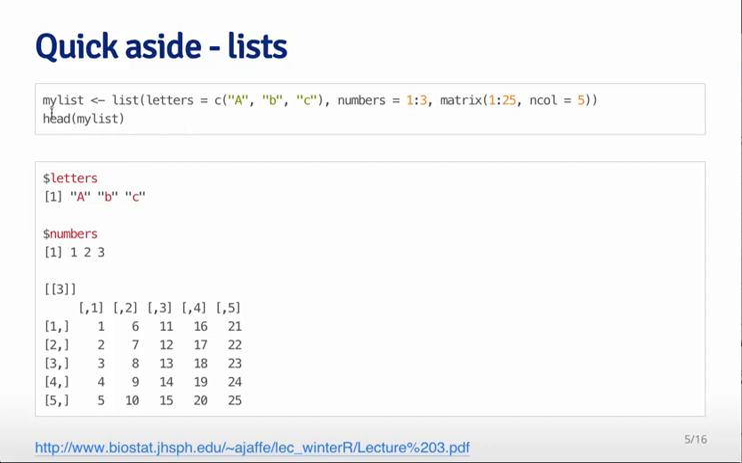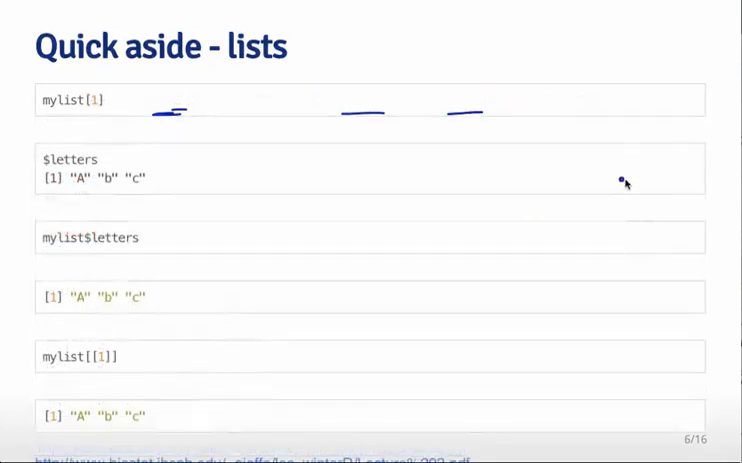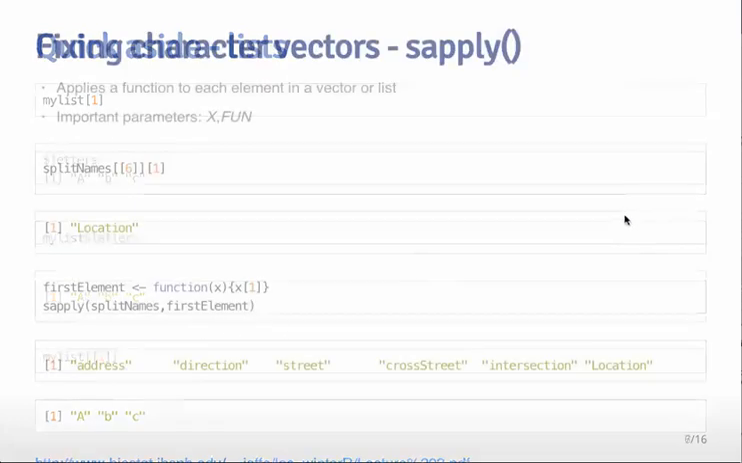I want to give you a very quick aside on lists because the functions that we're going to talk about in a minute depend on that, and we want to make sure that we remember how they work. So here I'm creating a variable, myList, and I'm doing that by passing it letters, numbers, and a matrix. And so if I look at the list, I can see that it has these three different components to it, including some named components. So I can select out the first element of the list, and it returns the letters. I can actually subset by the named variables, or I can subset out just the vector by taking the first element of that list.